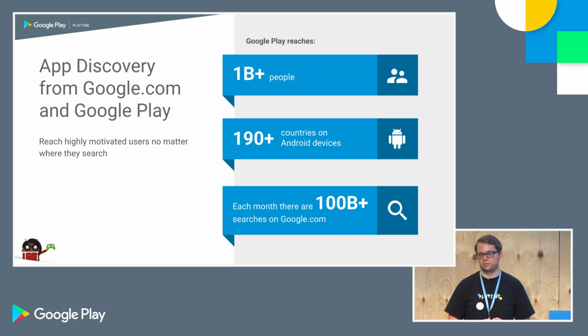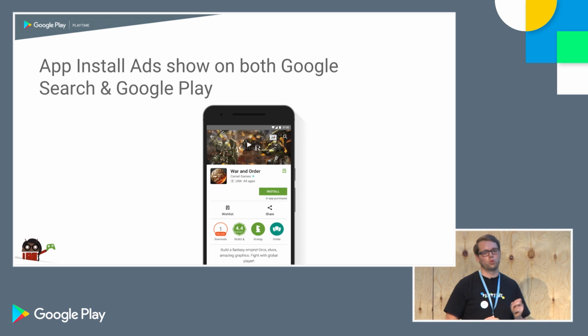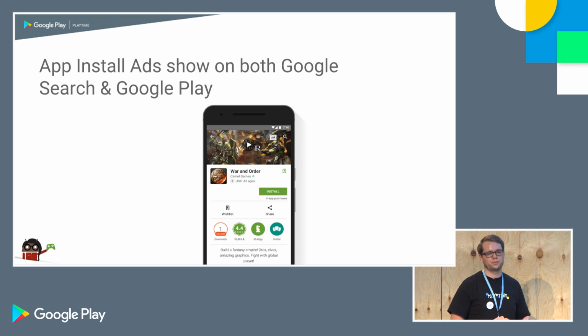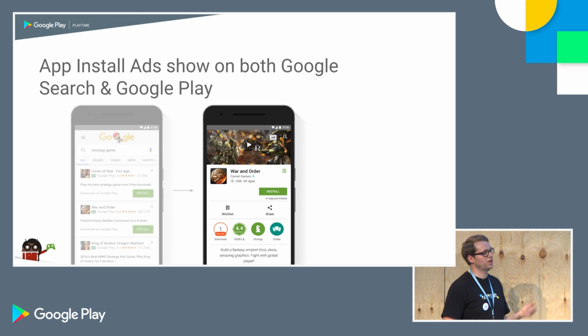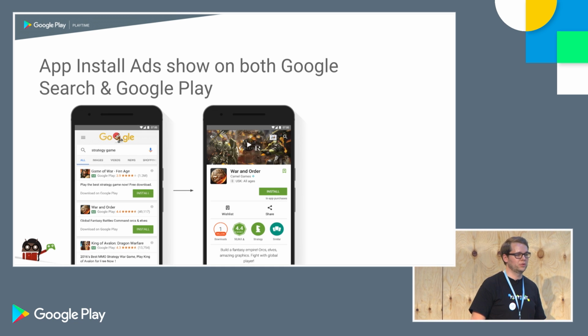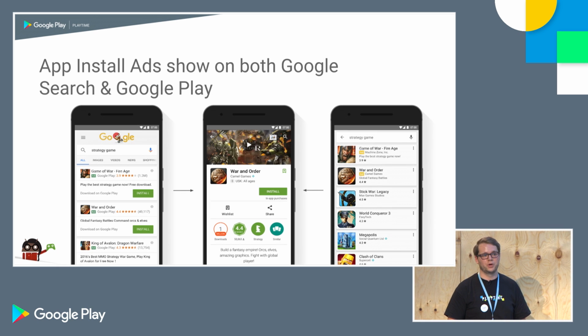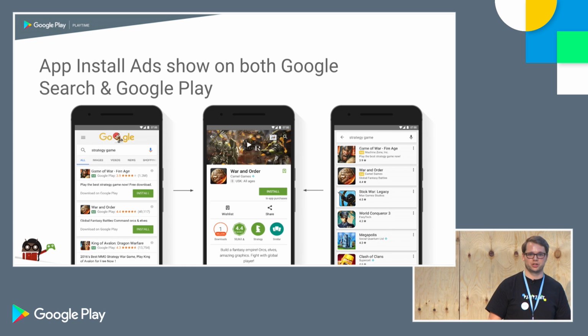Let's have a look at an example. This is a store listing of War and Order. And the developer decided to do search ads on Google.com. That's something you might be familiar with. A user is searching for a strategy game, and both paid and organic results are shown. But also, as you can see on the right side, you can do the same in the Play Store. Both organic and paid results are shown.